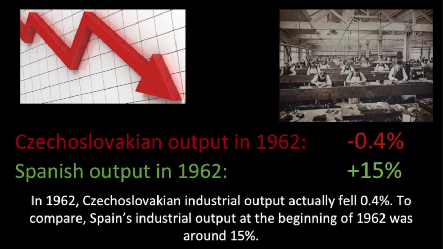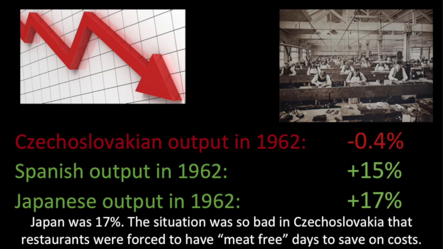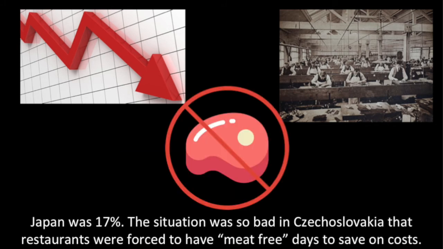In 1962, Czechoslovakian industrial output actually fell 0.4%. To compare, Spain's industrial output at the beginning of 1962 was around 15%. Japan's was 17%. The situation was so bad in Czechoslovakia that restaurants were forced to have meat-free days to save on costs.